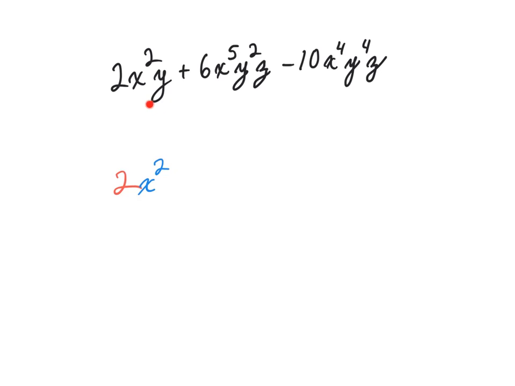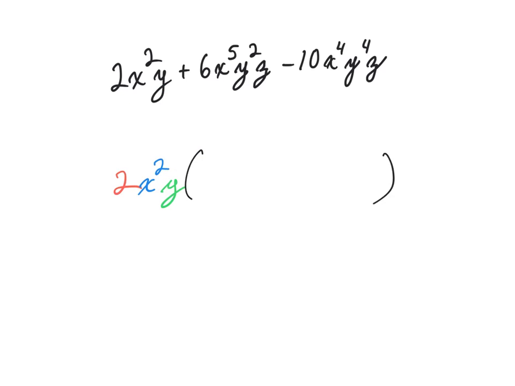Then I go to my next one. I've got a y. So I've got a y in this term, a y in that term, a y in that term. I get to bring a y down. Again, I'm going to look at the smallest exponent. I've got a 1 on that one, a 2 on that one, and a 4 on that one. So the 1 is what gets brought down. And then I look, I have a z here. I've got a z in this term and a z in this term, but no z in this term. That means I can't bring the z down because this term right here doesn't have it. So that means I'm done with my GCF.